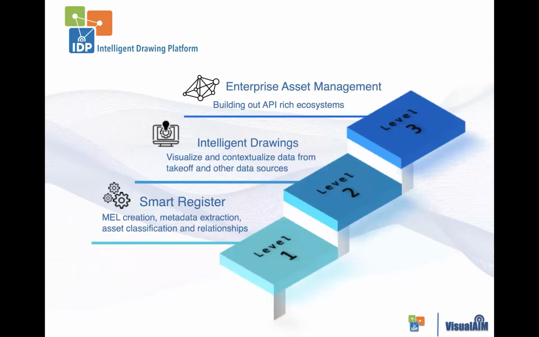So the platform itself is really broken into three different levels, and it's kind of a staged process of how we initially process the drawings, get them into the system, make them intelligent, and then tie in other information to this. So if we look at those three levels, the first one is what we call the smart register. And so that's where we, again, take the drawing, process it, and put it into our database structure.